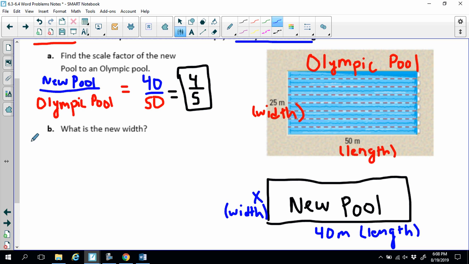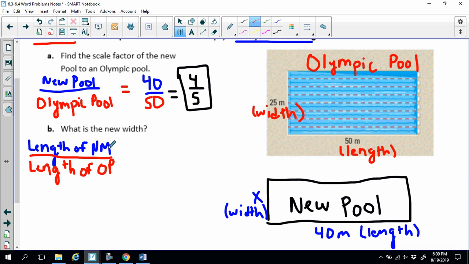And I'm going to put NP for new pool just to abbreviate it. And that's going to be over the length of the Olympic pool. Now, why is this so? Well, it's how we answered part A, because they are corresponding sides. So length of Olympic pool. And this is actually supposed to be P, not M, so I'm going to erase that.